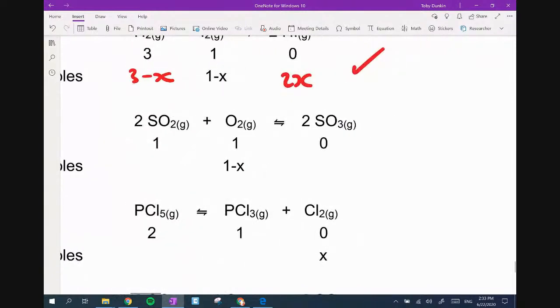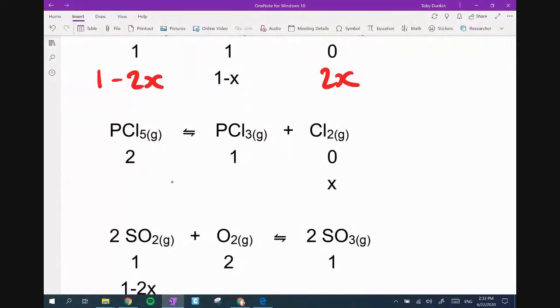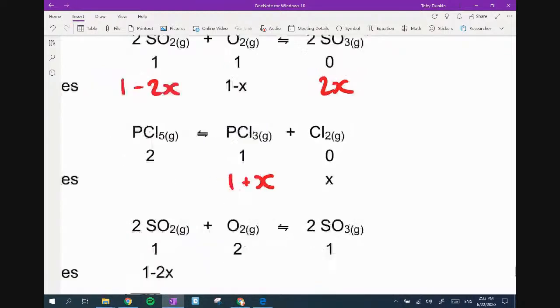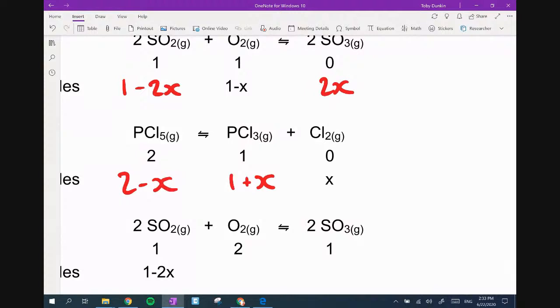Next, that's 1 minus x. This is going to be 2x. And this is going to be 1 minus 2x. Next, this is x. That's interesting. That's going to be 1 plus x. And this is going to be 2 minus x.